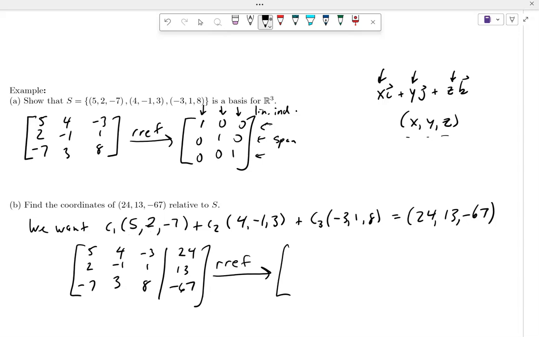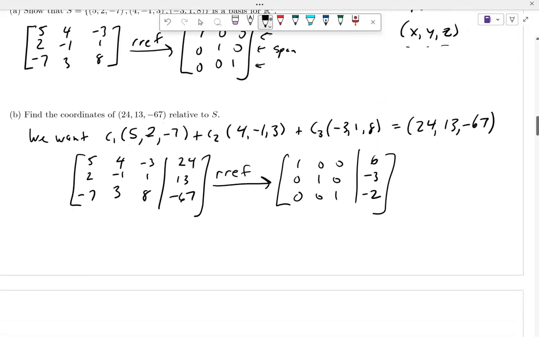Solve this one by row reducing. We already know we're going to get the identity here. If you type that in, what do you get? 6, -3, -2. Good. Okay.